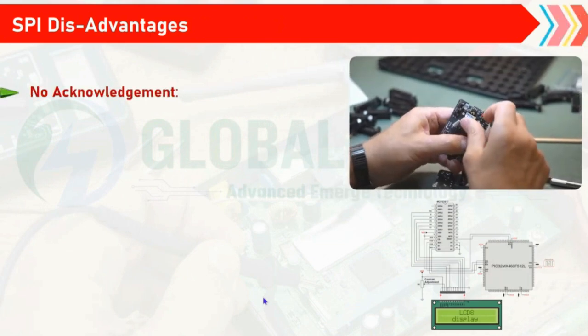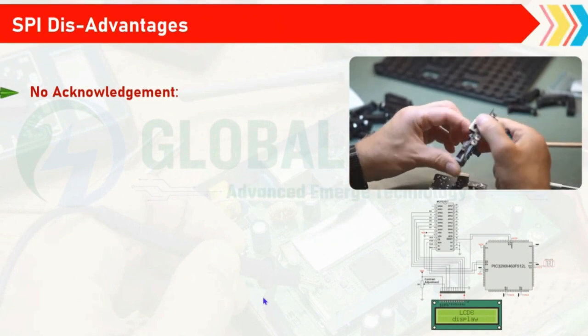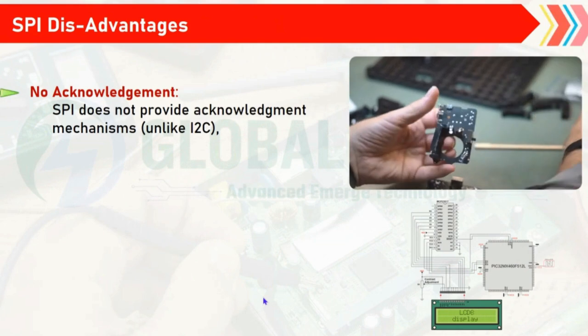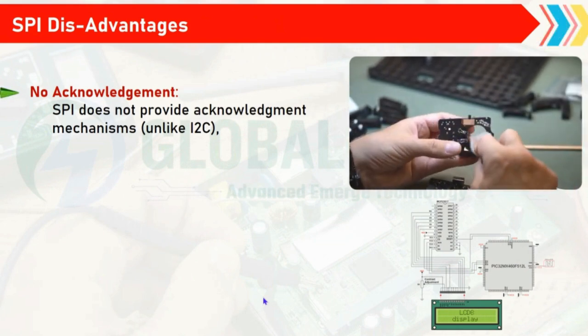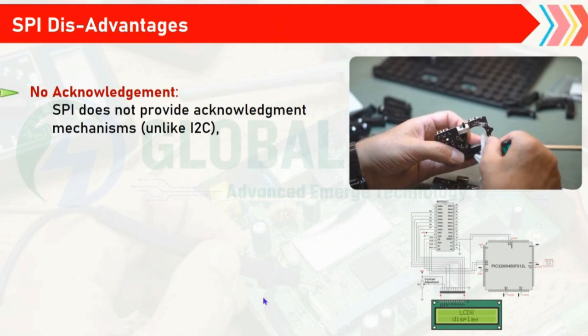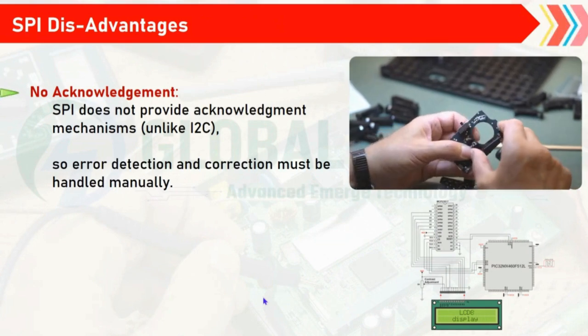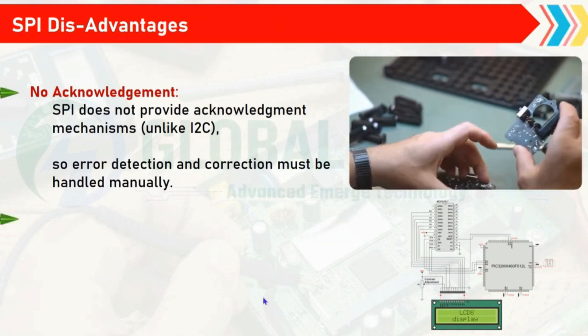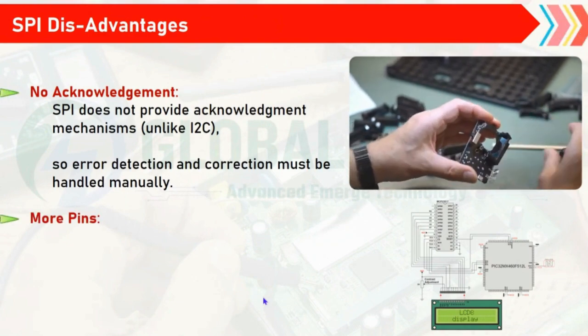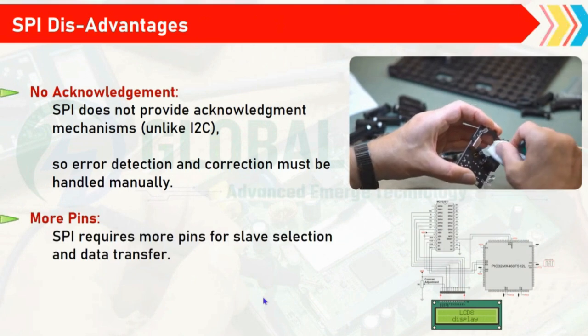The disadvantages of this: it doesn't have acknowledgement. Like in I2C, we have the acknowledgement, but in SPI, once the data is sent, you won't get the acknowledgement. And there is no error detection and correction. It should be handled manually; automatic handling is not possible. And more pin configuration is required, because we need the clock, slave select, and other pins for communication purposes. It is a complexity.